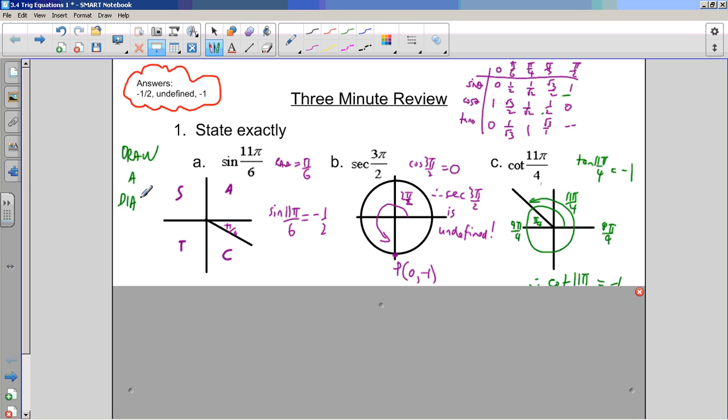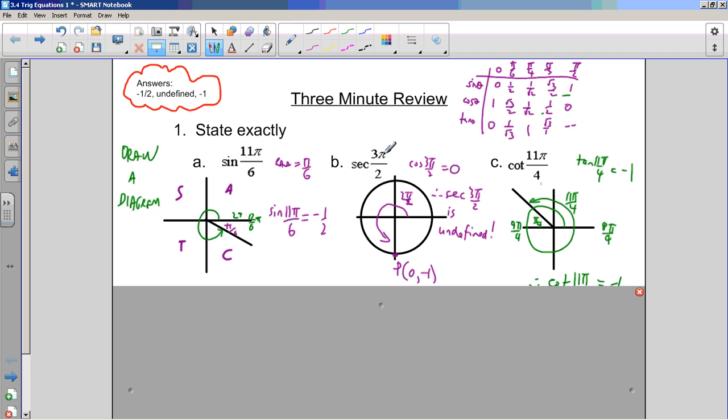Draw a diagram. And then I find out 11 pi over 6 is almost 12 pi over 6, which is 2 pi, almost all the way around. The related acute angle is pi over 6. I look up the sine of that in my chart, it's a half, but I know that only the cosine is positive in this quadrant, so I put a little negative sign there and I'm done.